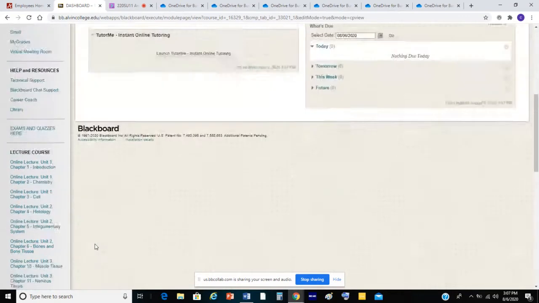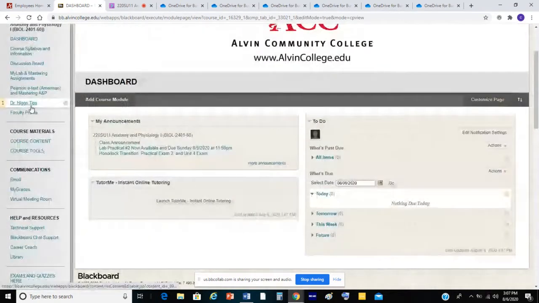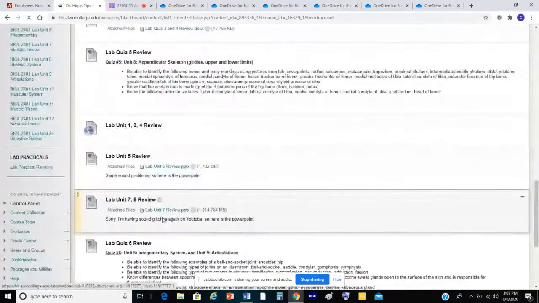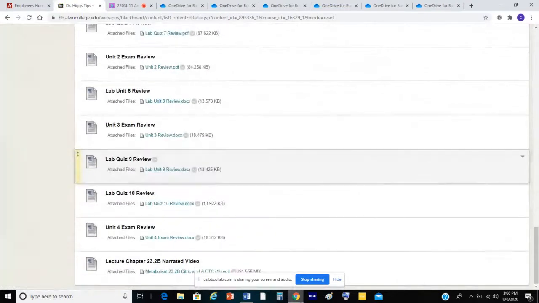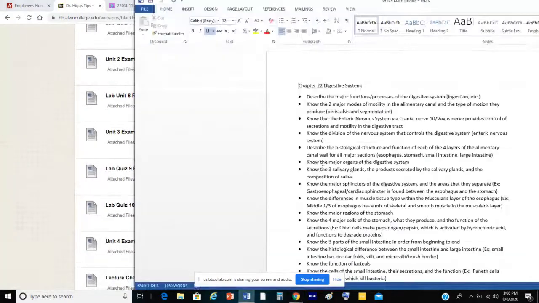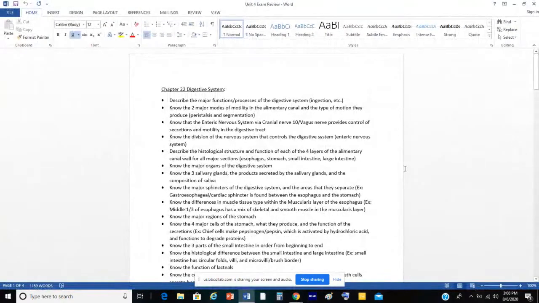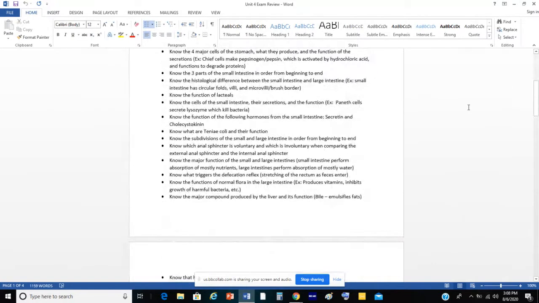And like always, you have an exam review located in the Dr. Higgs tips section. When you go to the Dr. Higgs tips section and click on your Unit 4 exam review, it brings up a little Word document that looks like this here. Make it a little bigger. And it's just like all the previous exam reviews I've written. It's just me rewording the objectives you see in Blackboard. Hopefully it makes it a little bit more straightforward.